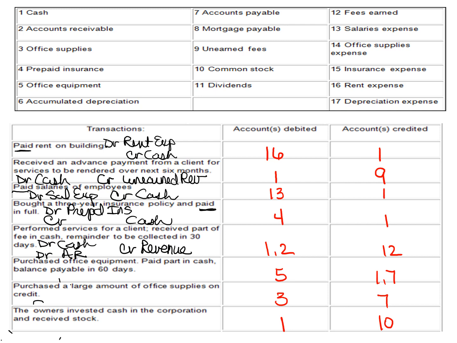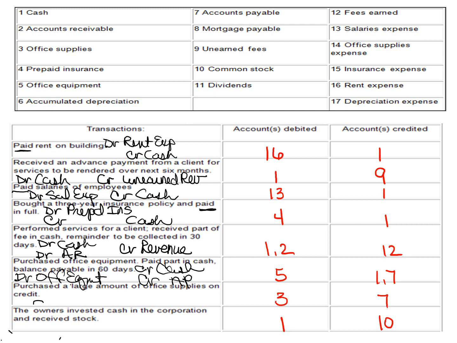Purchased office equipment, paid part in cash, balance payable in 60 days. Well, I got office equipment, so I'm going to debit office equipment, an asset, but now it's going to take 2 credits. It's going to credit cash because my cash went down, but I'm also going to credit accounts payable.